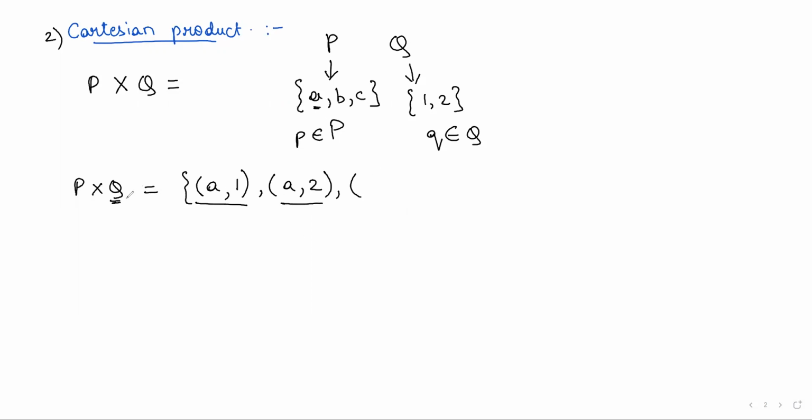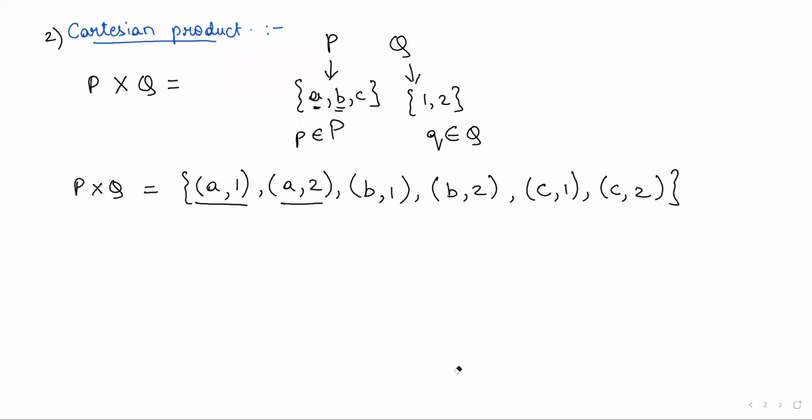Over here, P cross Q means first P's element. Let's consider the second element of P as small b, comma 1, small b, comma 2. Again, c, comma 1 and c, comma 2. So what do we have here? The Cartesian product of two sets, P cross Q, is a set of ordered pairs from P to Q. We are able to form 6 such ordered pairs. So there are 6 elements of P cross Q.